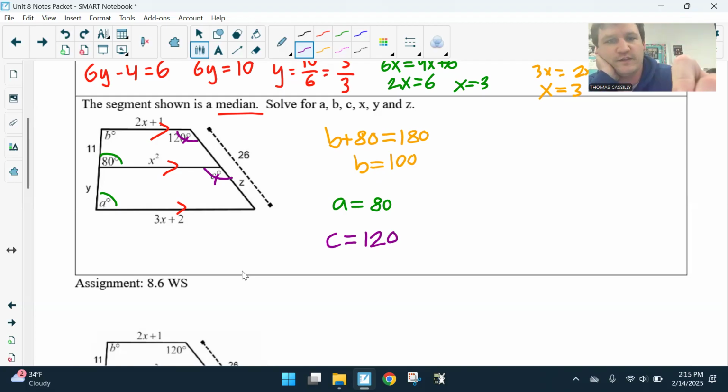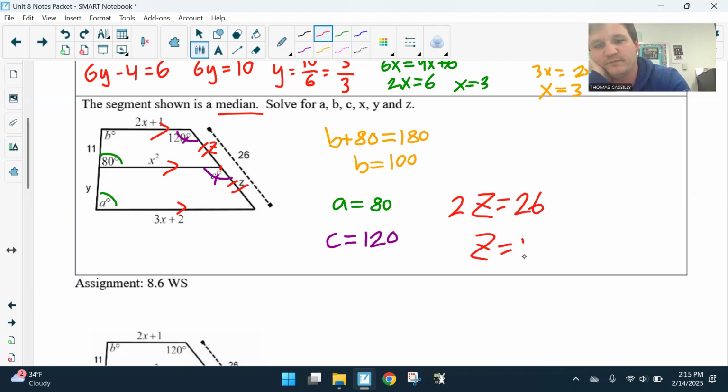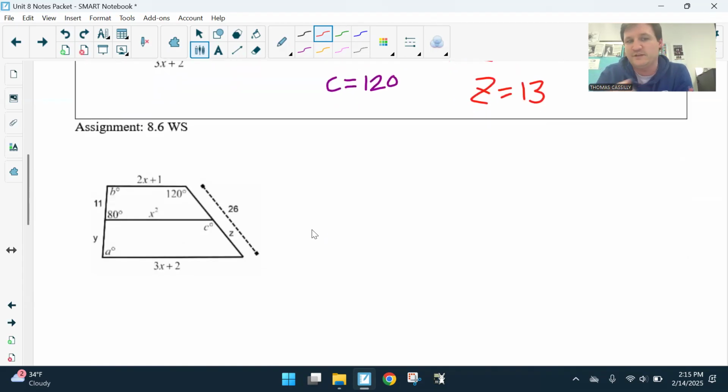Here, I got some room. Let's find Z. So we know Z is just that bottom half there. But this point right here, since we do have a median, we have a midpoint. All right, so that means each one of those pieces is 13. All right, so Z, if you want to think about it, you could throw a Z up here as well. And you could say, all right, 2Z equals 26. Divide both sides by a 2, and we have Z is 13. All right. And that one's done. Now let's move on to, I guess, the more difficult part here.